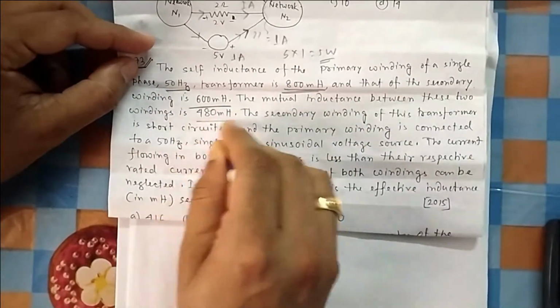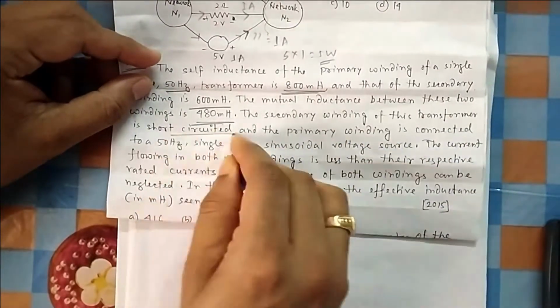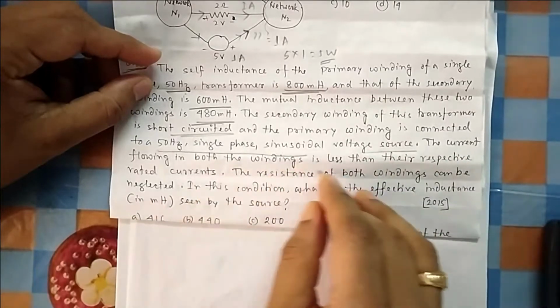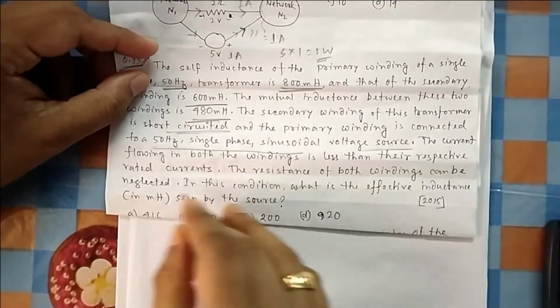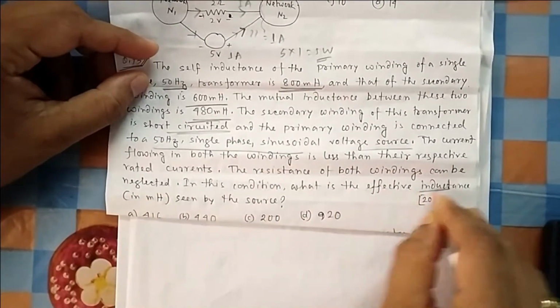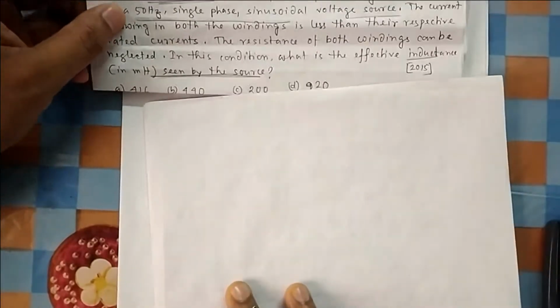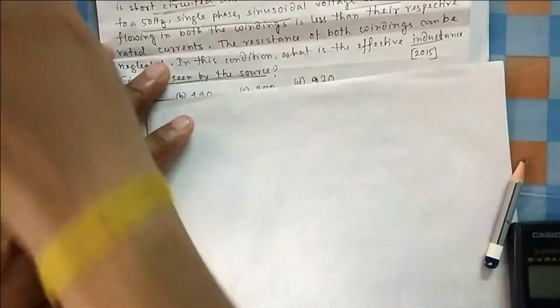This is the primary, the frequency is this one, and the secondary winding is this one, the mutual inductance is this one, short circuited, grounded, single phase sinusoidal voltage source, and the resistance in both can be neglected. In this condition, what is the effective inductance seen by the source? This is not a coupled inductor. Coupled inductor, actually it is magnetically connected, but the idea remains the same.